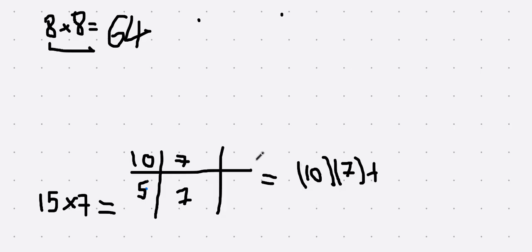So we're just going to multiply these together along the column. So we have 10 times 7 plus 5 times 7. And this separates them into two separate columns. So we have 5 times 7. This makes it a little easier.